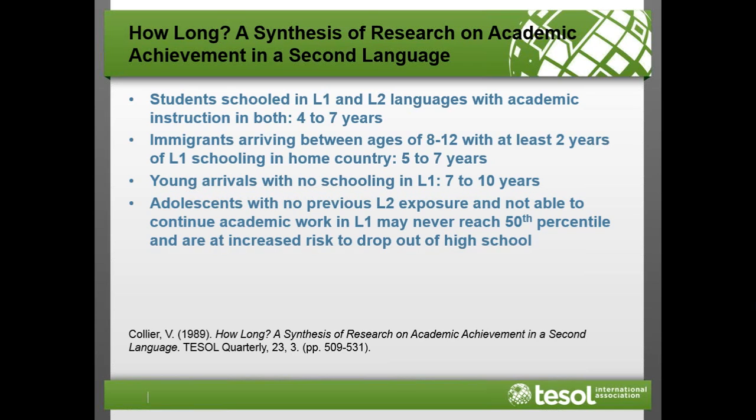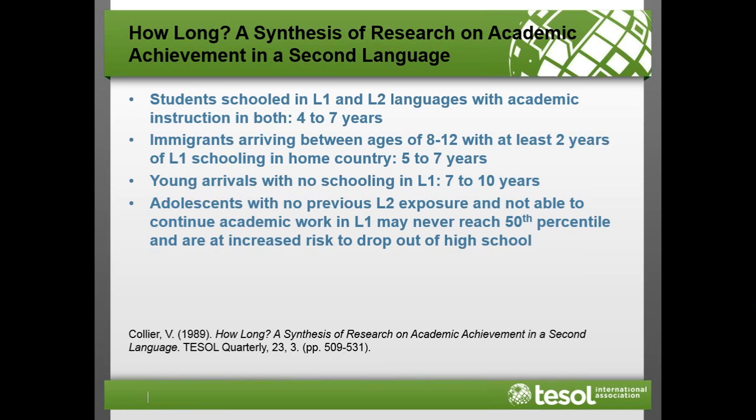She and her partner Wayne Thomas have done studies, longitudinal data with hundreds of thousands of students across the United States, and they found that students who have been schooled in both the first language, the L1, and the L2, or the second language, with academic, complex, challenging instruction in both, will be at around the 50th percentile in academic and English use in about 4 to 7 years.